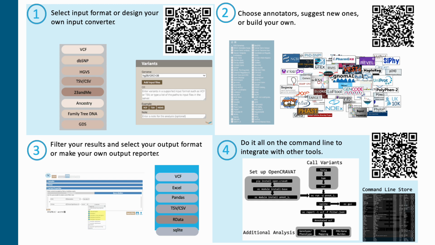And finally, you can do all of this on the command line to integrate with other tools, such as variant callers, genotype, phenotype, analysis tools. And I've already told you about that, but you can see on this slide there's just an outline of some of the commands you would use on the command line to set up OpenCRAVAT, to run it, and then to do additional analysis. And I also have a shot here of a piece of what the annotator store looks like on the command line. So anything you could do in the GUI, you can also do in the command line.